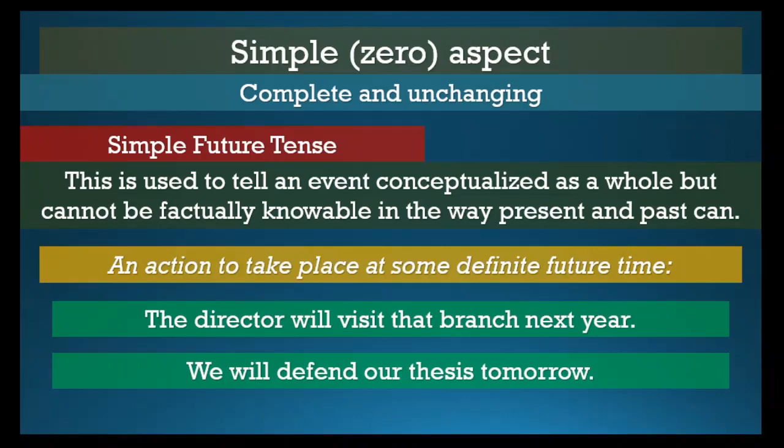Examples are, the director will visit that branch next year, and we will defend our thesis tomorrow. Note that the adverb of time here is the marker that allows us to know that the action will indeed be completed at a definite future time. In the case of the first sentence, we have next year. In the case of the second one, we have tomorrow.